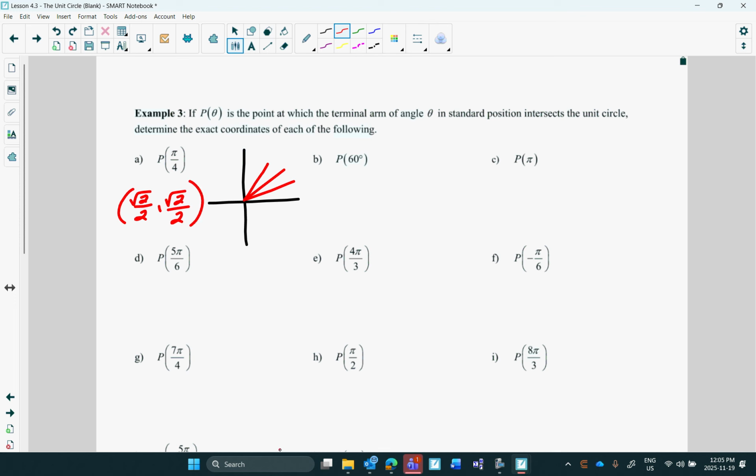60 degrees. That's the one up here. Think of it this way. You're going to go short on the x, long on the y. 1 over 2, root 3 over 2. Root 3 over 2 is longer than 1 over 2. It's bigger. So it's 1 over 2, root 3 over 2.